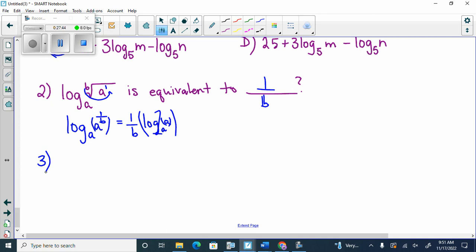Good. Okay. I want you to tell me what this is equivalent to. 3 log base x of 4 plus log base x of 8 minus a quarter log base x of 16.